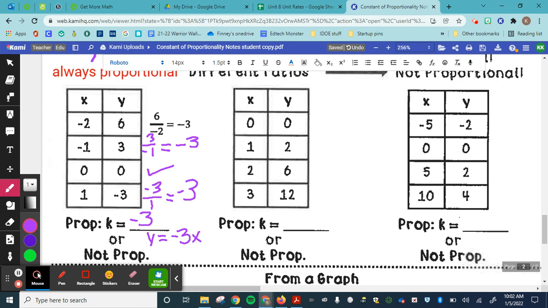So how about the next one? What do we do for 0, 0? It's always correct. We just skip it. So we don't worry about 0, 0. How do I write the 1, 2? Is it 1 over 2 or 2 over 1? Because you always put the y on top. So it will be 2 over 1. And 2 divided by 1 is just 2.